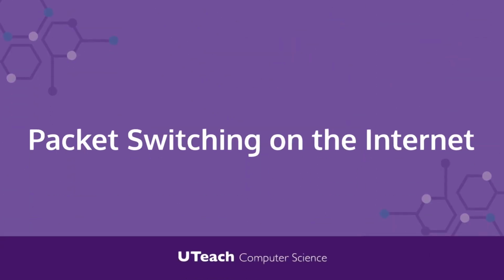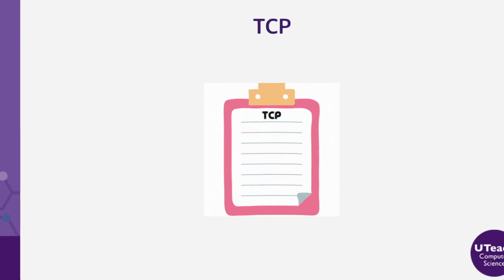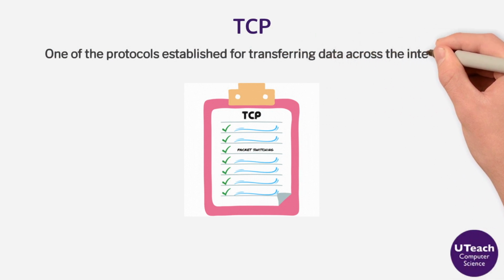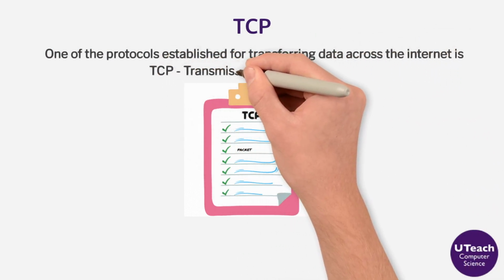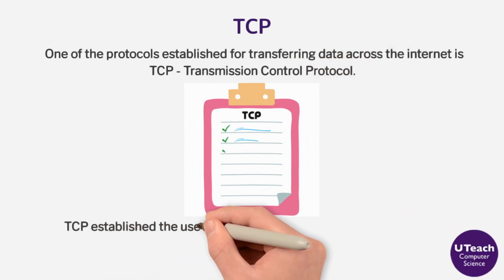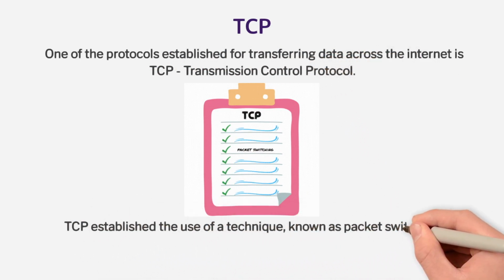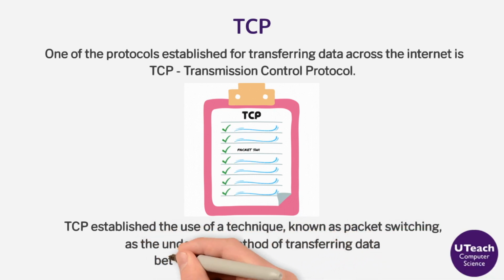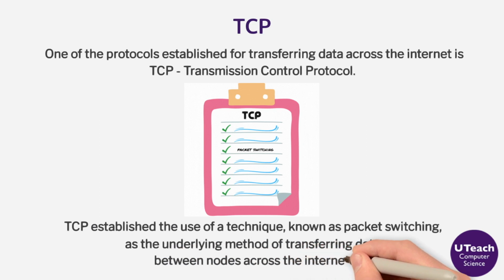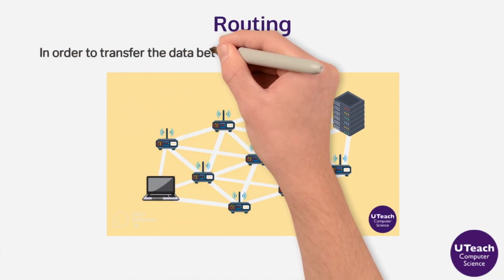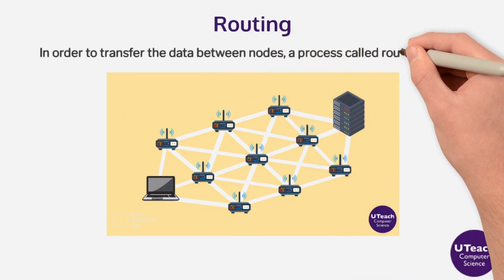Packet switching on the Internet. One of the protocols established for transferring data across the Internet is TCP, Transmission Control Protocol. TCP established the use of a technique known as packet switching as the underlying method of transferring data between nodes across the Internet. In order to transfer the data between nodes, a process called routing is used.